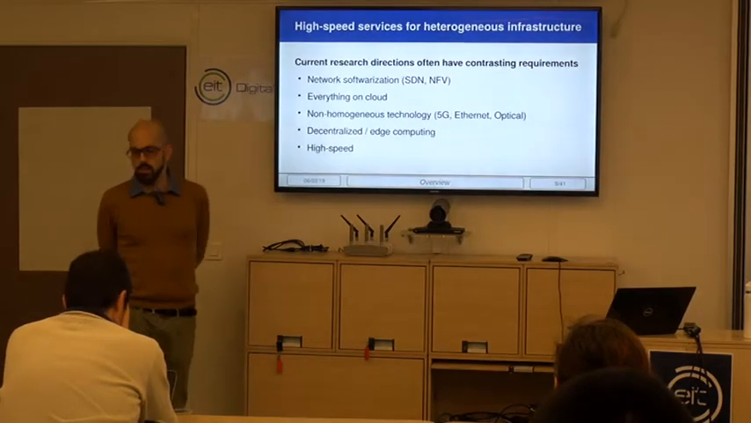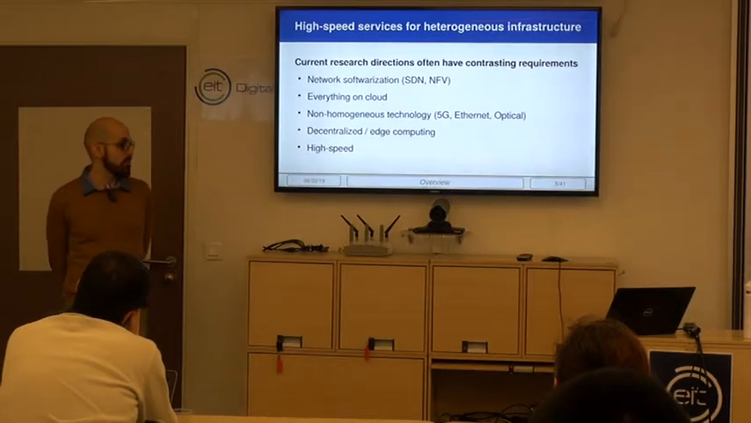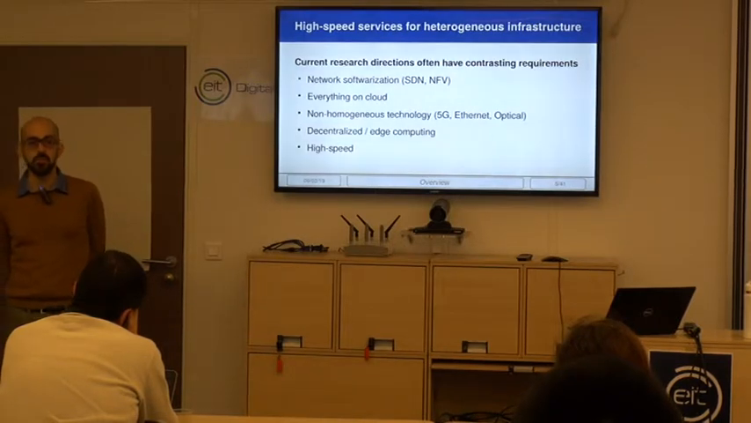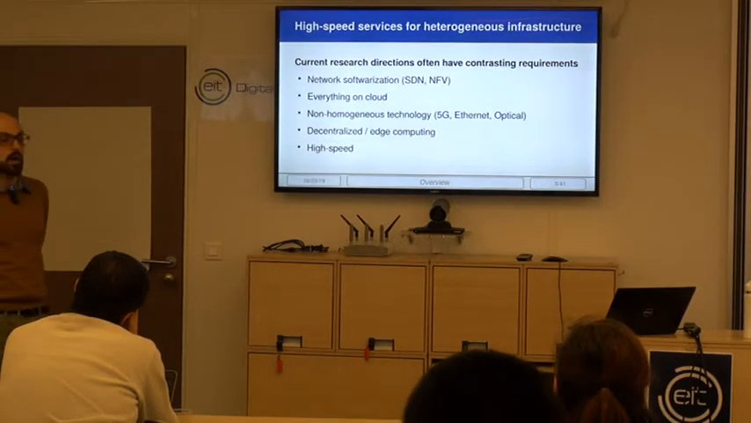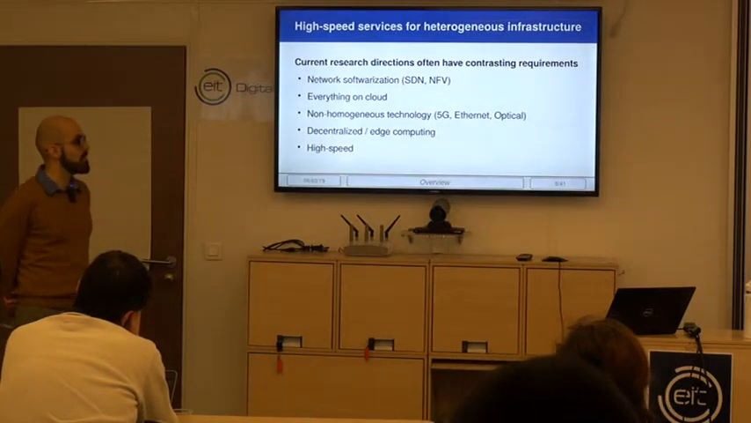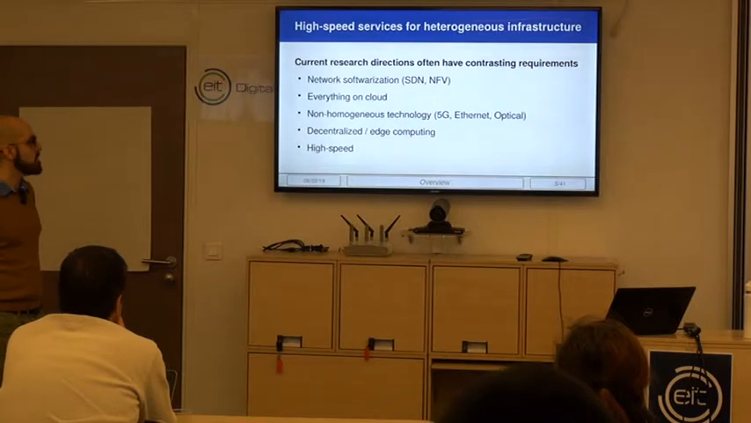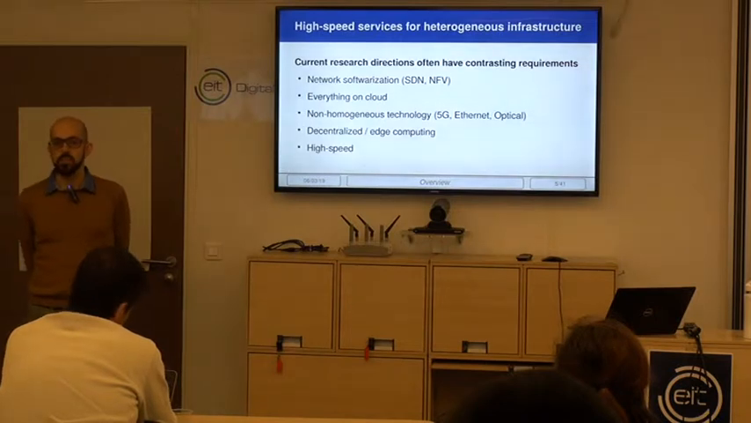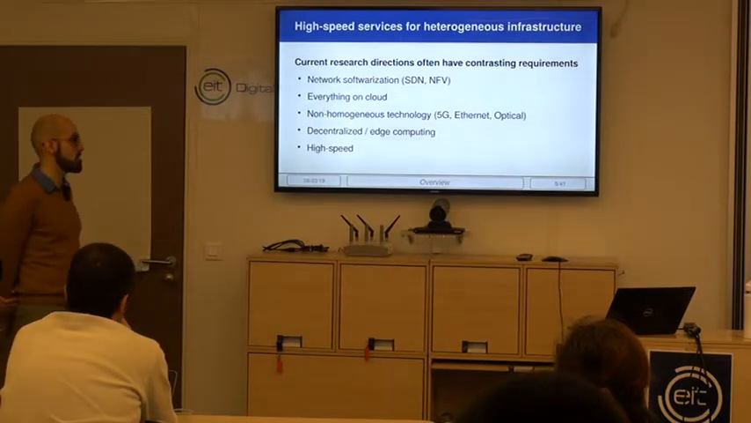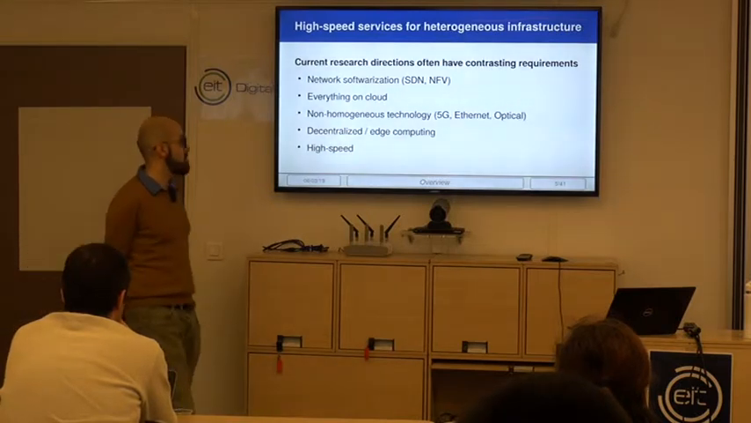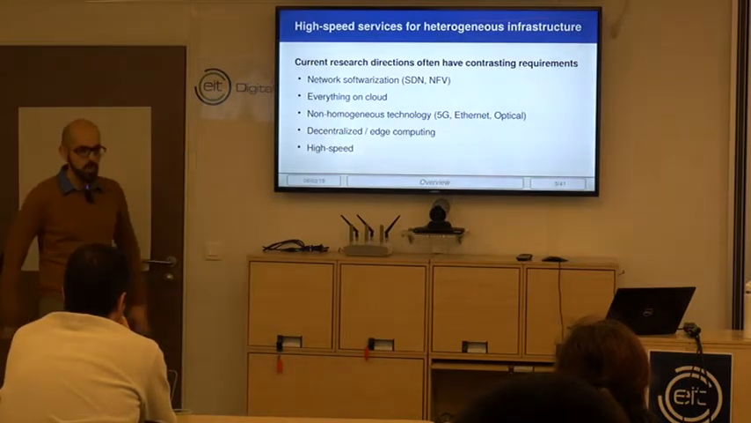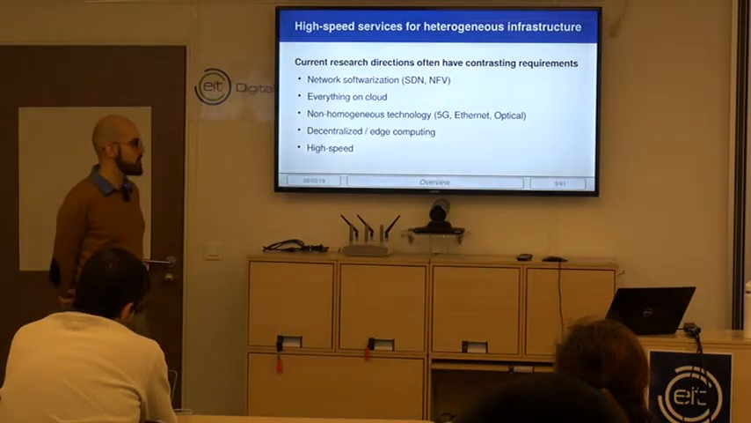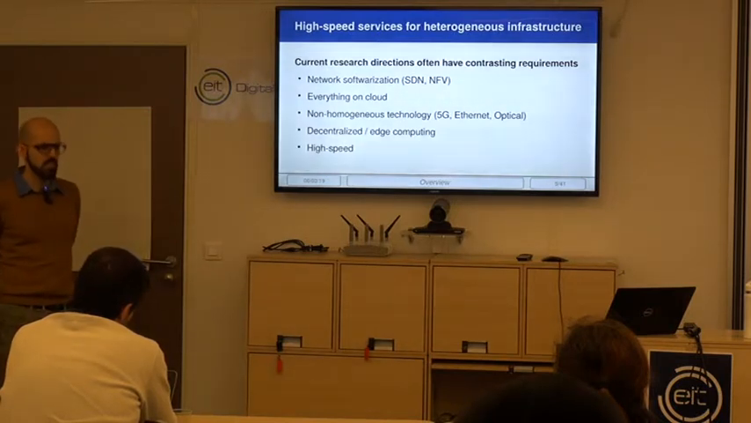But not everything is gold, because in fact what we observed is that we have many different research directions with contrasting requirements, and more often those requirements are really one against each other. So we plan on having network softwarization, but software is much slower than the equivalent hardware solutions, and so this is a contrast. We are planning on having everything on cloud, but we also tend to have decentralized techniques. We deal with non-homogeneous technology, and each technology has its own constraints and its own problematics.